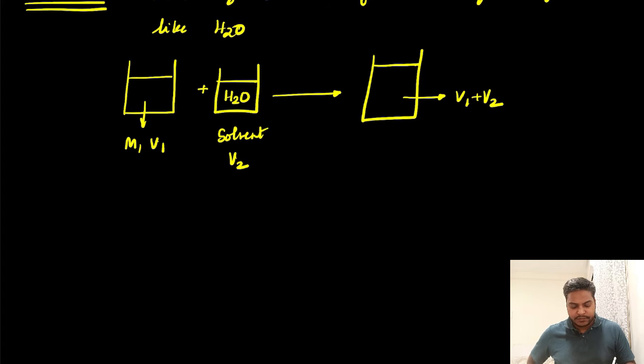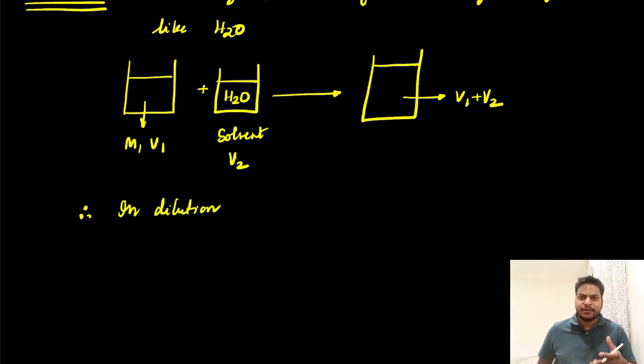See students, when you add water to the original solution, then we are only adding solvent, which implies the number of moles of solute remains constant. So therefore, whenever we say dilution, it means you're adding some water or any solvent. So under dilution, we can say M1V1 is equal to M2V2.